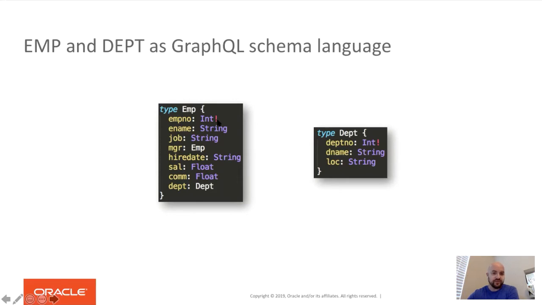The bang in this case just means that it is required. So we have integer, we have string. Down here you're seeing manager, which is an emp. So this is like a self-referential foreign key constraint. And then down here with dep, you're seeing a pointer over to another type entirely, which is dep. So pretty cool, pretty easy to learn.